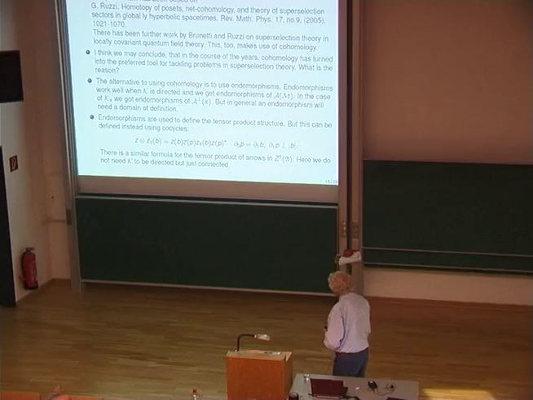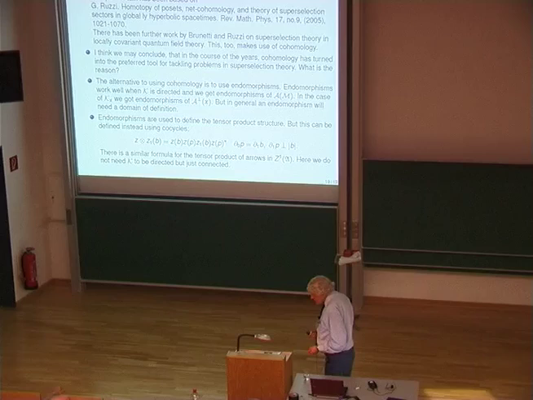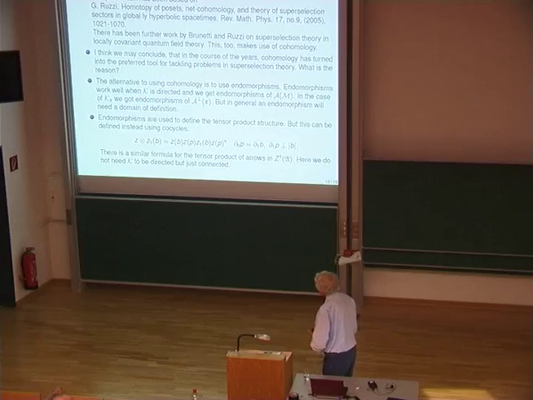And as I say, I think we can conclude that in the course of the years, cohomology has turned into the preferred tool for tackling problems in superselection theory. And you can ask what the reason for this is, since the localized endomorphisms look much simpler. You have a category of localized endomorphisms, and you have a category of one cocycles, and in the simple cases, these two categories are equivalent to each other.